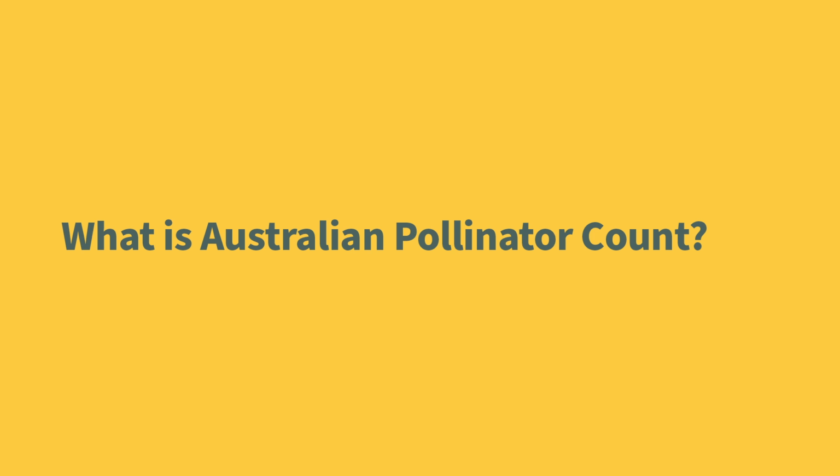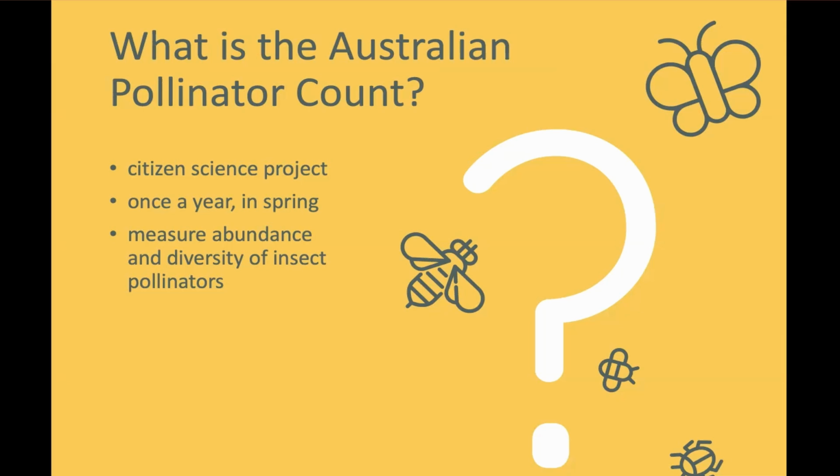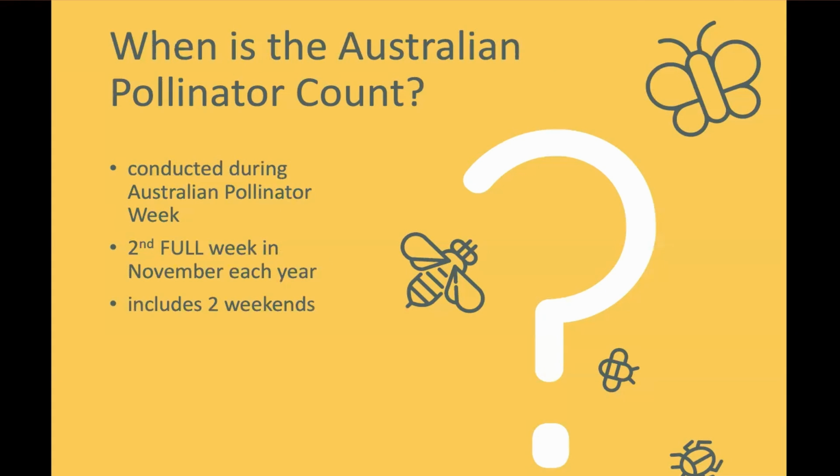So what's the Australian Pollinator Count? It's a citizen science project and it's carried out once a year in spring. It's to measure the abundance and diversity of our insect pollinators, so the number and type of insect pollinators in our area. It's conducted during Australian Pollinator Week, just to inspire people to take on an activity during Pollinator Week. It's carried out during the second full week of November each year, but it also incorporates each weekend either side of that week. So you've got every opportunity to get out there on the weekend or two and do your pollinator count.